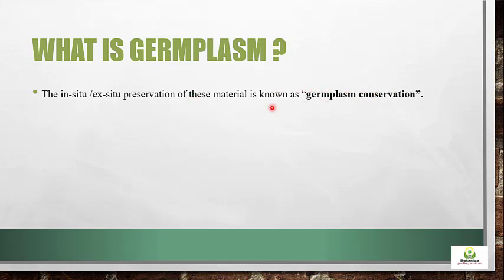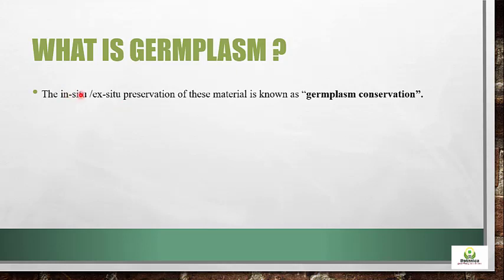So either we are preserving those species. For example, we can say that in situ conservation is the preservation of genetic resources or the plants at their habitat. So when those plants are growing in their habitat, they are conserved, they are preserved, they are protected from damages. Ex situ preservation is the preservation outside their natural habitat. For example, if we are going to preserve them in the laboratory or in pots in the greenhouse, these are ex situ preservations.